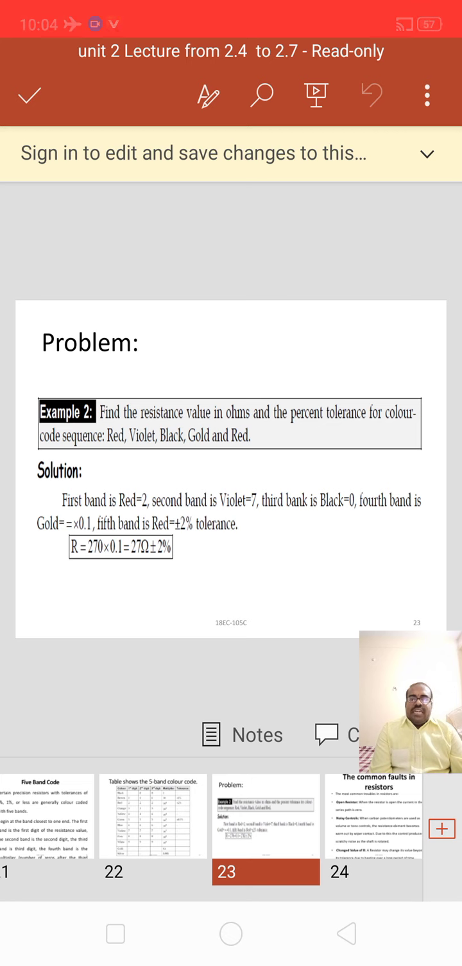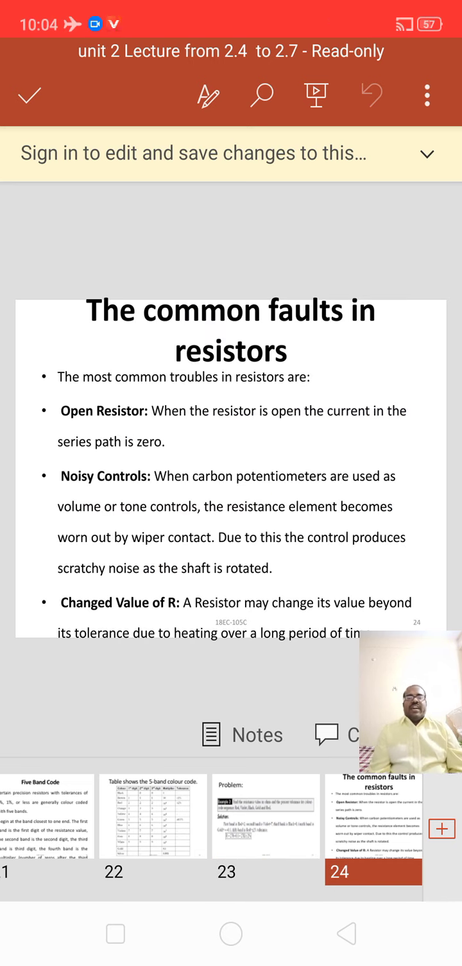So first, red is 2, violet 7, third black 0, fourth gold 0.1, next fifth red plus or minus 2% tolerance. So R value is 270 into 0.1 equal to 27 ohms plus or minus 2%. So the resistance value identified with the help of the 5 band color code technique is 27 ohm plus or minus 2%.